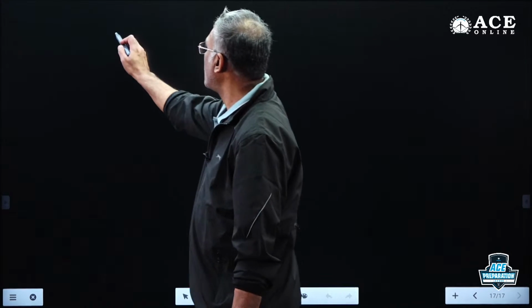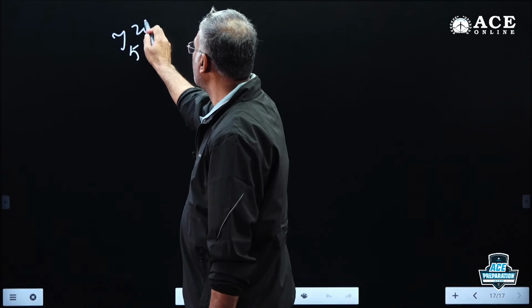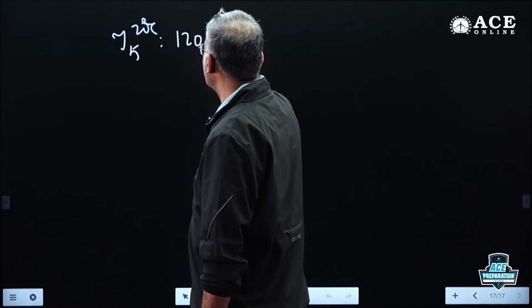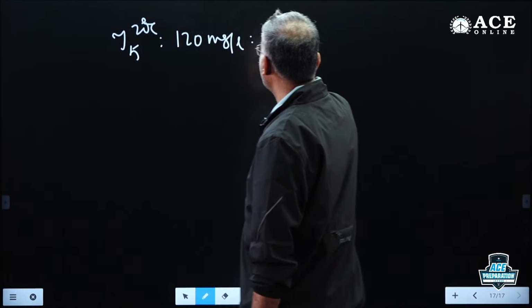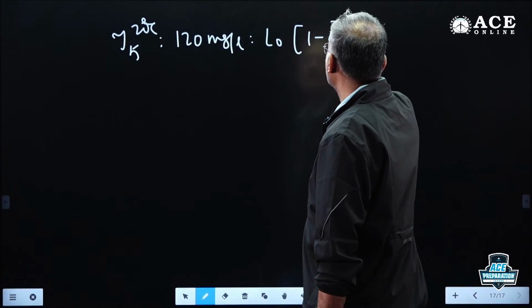So what you got? The 5-day BOD at 20 degrees Celsius is equal to 120 milligram per liter, from which you can find out L0.